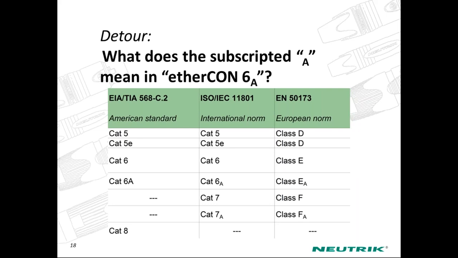You don't really need to worry about this. Just know that when you choose EtherCON, you're choosing the highest possible Cat 6A standard that will perform better than the American standard. In the real world, does this make a difference? Probably not much, but it is enough of a difference that the standards did deviate for Cat 6A.